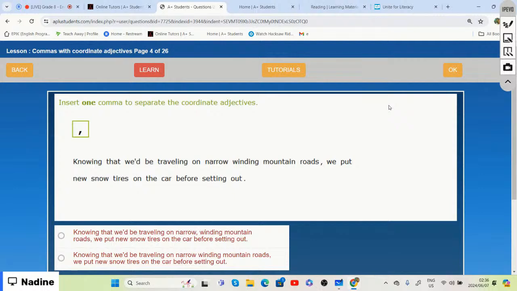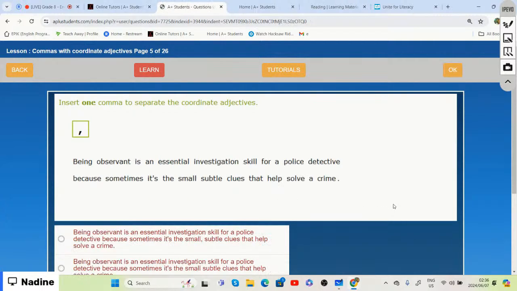So if we were to add that one comma, then we would say it is option one, where we added our one comma to show that we are separating the coordinate adjective. So we are inserting one comma to separate the coordinate adjectives.